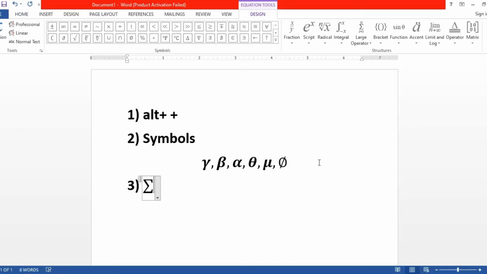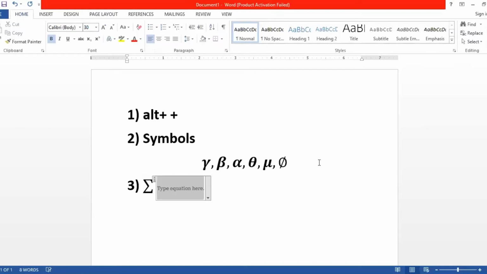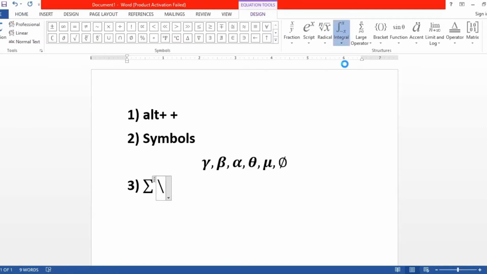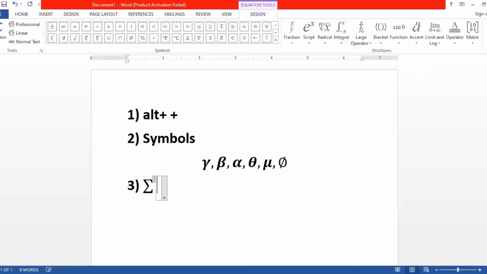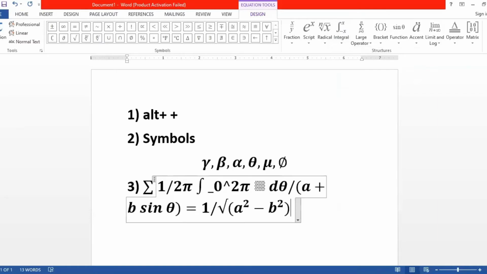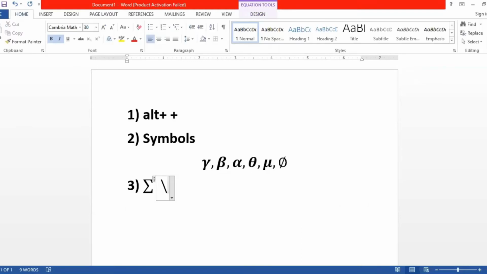If we write slash integration, then see here on the upper side, there are different types of integration. So if we want a particular one, then we can select from this. Otherwise, if we write slash integration, then we get the standard integration. That standard integration is, see here, slash integral space. So here this 1/2 pi integral.